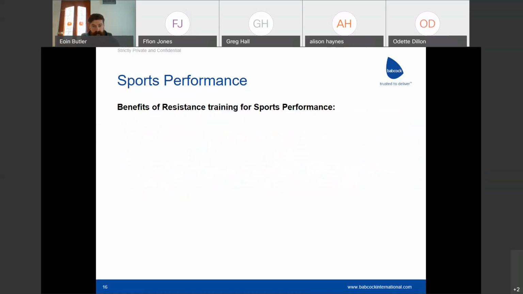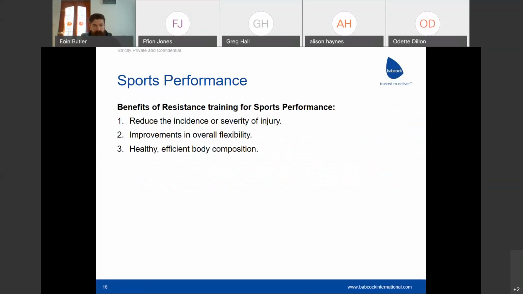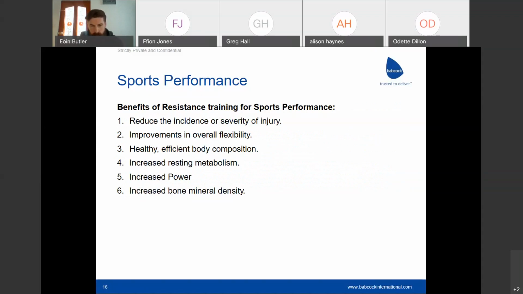So the benefits of resistance training for sports performance: reduces the incidence or severity of injury, improvements in overall flexibility, healthy, efficient body composition, increased resting metabolism, increased power, and increased bone mineral density. Any questions so far, guys?